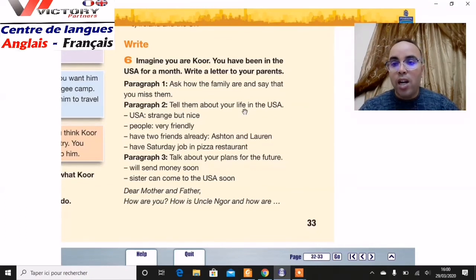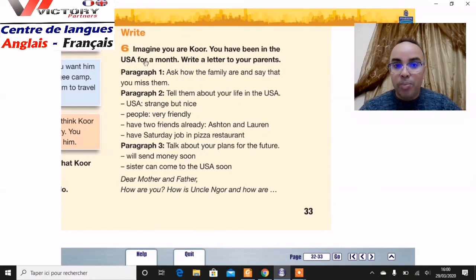Try to act out the role of Kur. So what are you going to do in this letter? You are going to divide it into paragraphs. So paragraph number 1, you are going to ask how the family are and say that you miss them. So paragraph number 1 is the introduction. So you can start with, dear parents, and then say, I'm really happy to keep in touch with you again, and so on. Paragraph number 2, tell them about your life in the USA.